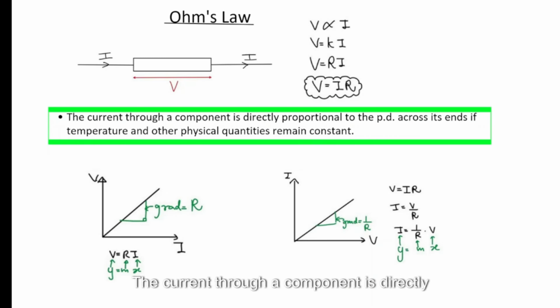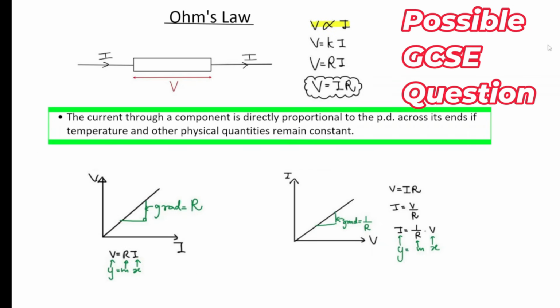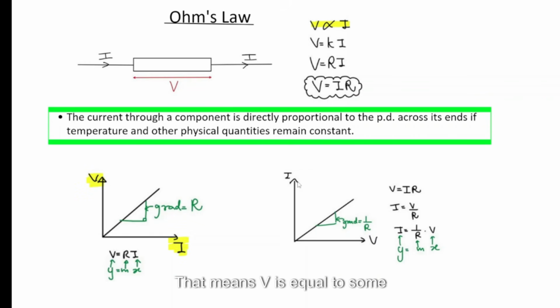The current through a component is directly proportional to the PD across its ends if temperature and other physical quantities remain constant. So V is directly proportional to I. That means V is equal to some constant times I. I remember in one of the years, probably 8 to 9 years ago, usually they have been asking voltage in the y-axis and current in the x-axis in the past, and that year they switched them.